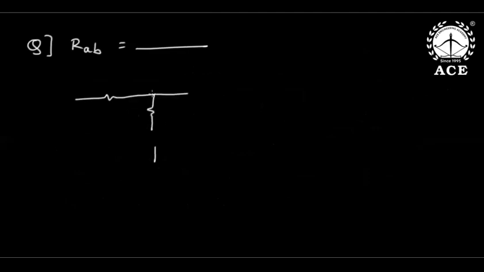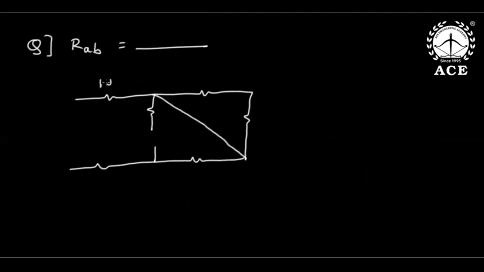Okay, now I'm asking this question. What is RAB? That is resistance between A and B. Okay, what is RAB? Okay, simple concept. What is RAB? I am asking here. 1 ohm, 2 ohm, 3 ohm, 4 ohm, 5 ohm, 6 ohm. This is A and this is B. Shall I write some answer? What is RAB? Just write some answer.